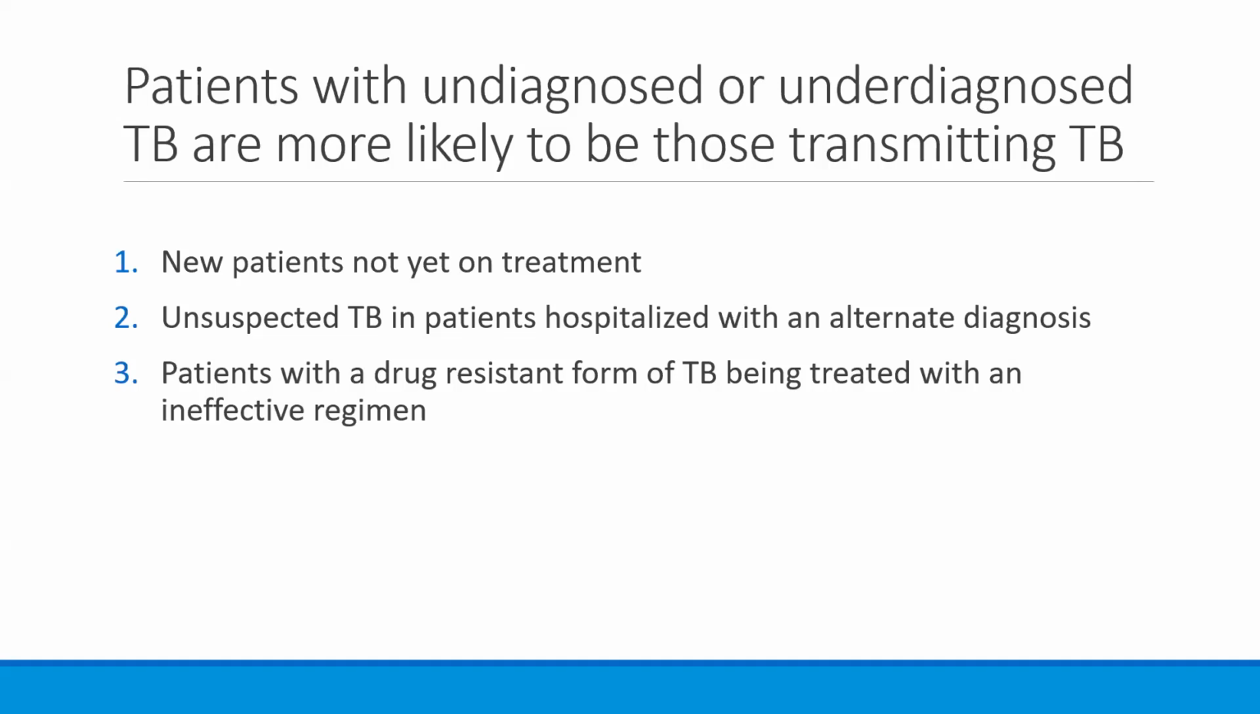And then finally, I think about patients with drug-resistant forms of TB who are being treated with an ineffective regimen. So someone who has MDR-TB that's not known to have MDR-TB, they're thought to have drug-susceptible TB, but they're being treated with a drug-susceptible TB regimen that's not effective. So those patients could also be transmitting drug-resistant forms of disease. So I think those are the 3 categories of patients we want to be thinking about when we are trying to identify possible targets for our infection control interventions and trying to get patients diagnosed and treated.